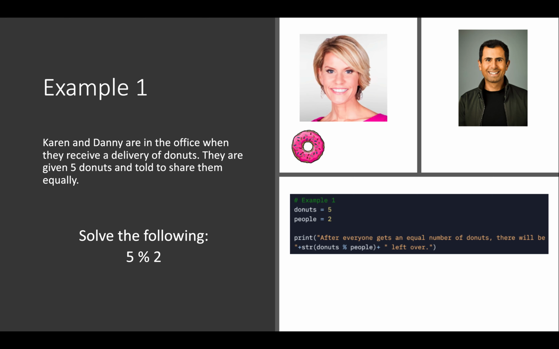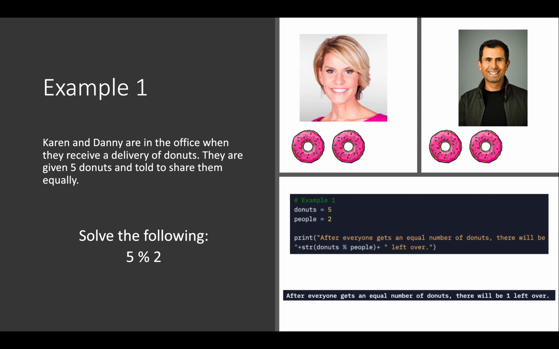So let's start: we have 1 donut we're going to give to Karen, 1 donut we're going to give to Danny. So that's 2 donuts out of our 5 so far. We have 1 donut for Karen, 1 donut for Danny. Perfect, they both have equal amounts. That's 4 out of the 5 donuts. We have 1 left to give, and I can't equally give that donut to Karen or to Danny and have them both have the same amount. So when it comes to 5 modulus 2, the remainder is going to be 1. After everyone gets an equal number of donuts, there will be 1 donut left. So 5 modulus 2 will give you 1.